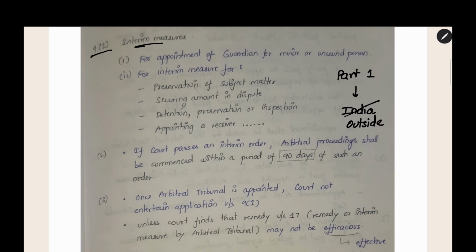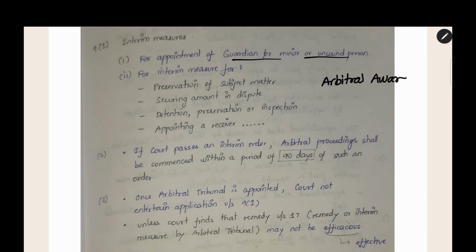Now let's get into the topic. Interim measures. First of all, what is an interim measure? In arbitration, we will get an arbitral award. In that, there are two types of arbitral awards. One is the final arbitral award and the other one is the interim arbitral award.